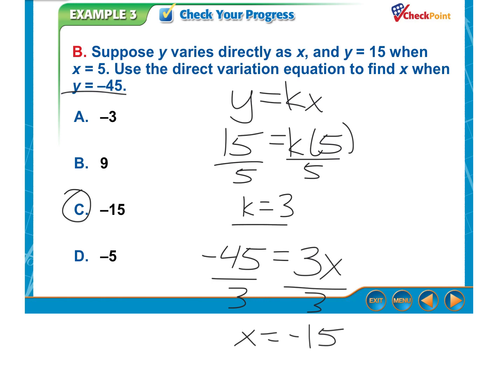Okay. Again, what does our k stand for? Constant variation, or what have we been knowing it as? The slope. Yep.